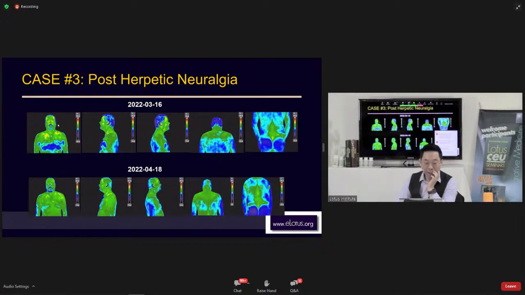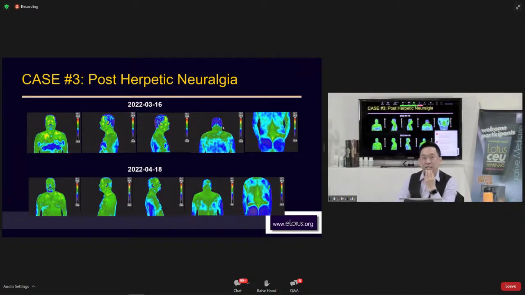We can see not too much redness, inflammation, right? But you'll notice a lot of coldness. Remember, blue is cold. So a lot of blue cold. So you can see around his neck is actually green. His face, right, is green, right?